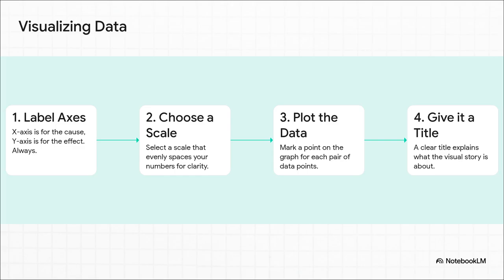Now the lesson breaks down how to make a graph like this into 4 simple steps. You label your axes, pick a scale, plot the data, and give it a title. But the most important, the golden rule, is right there in step 1. By convention, the horizontal line at the bottom, the x-axis, is always for the cause, our independent quantity, and the vertical line, the y-axis, is always for the effect. That one simple rule is what makes graphs a universal language.